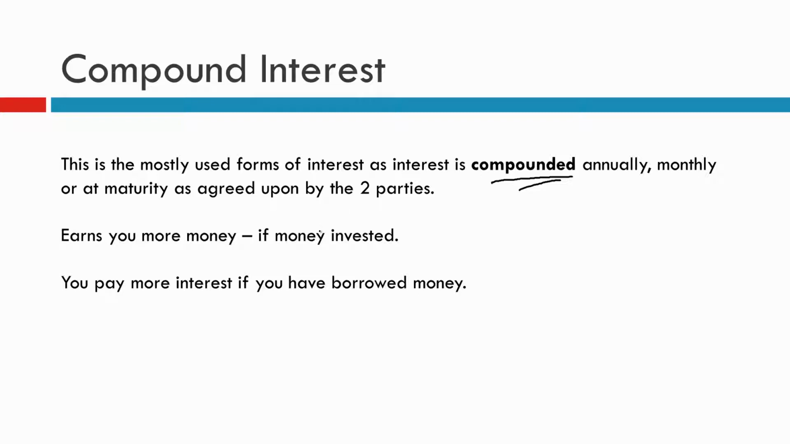And at maturity, so maturity means that when we're about to finish the loan or the investment, it's agreed on by the two parties, being either you and the bank or the bank and yourself. So that's the way it works.